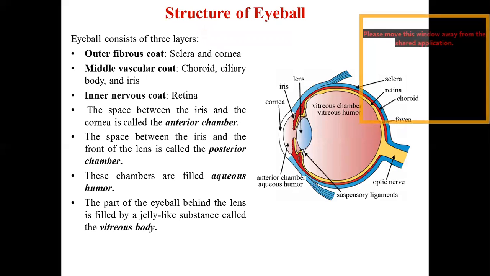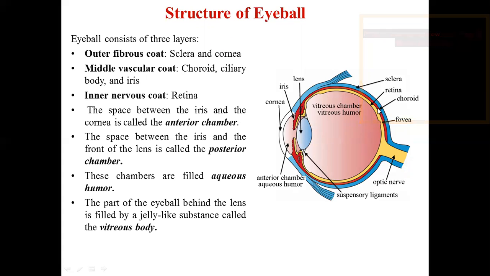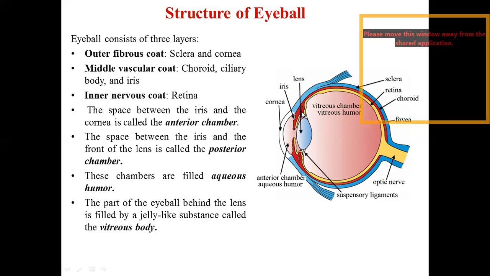So what is the structure of the eyeball? It consists of three layers. The outer fibrous layer consists of the sclera and the cornea. The middle layer is the vascular coat, made up of the choroid. You can see here, this is the choroid. This blue line you can see is the sclera, and the brown line is the choroid. Then you have the ciliary body and the iris. These are the ciliary bodies and this is the iris. So this is the middle vascular coat. The iris is responsible for the color of the eyes.